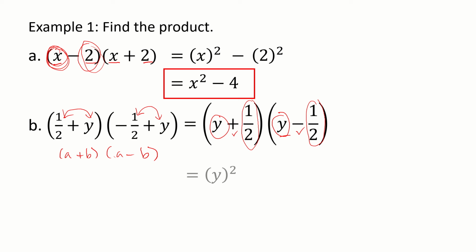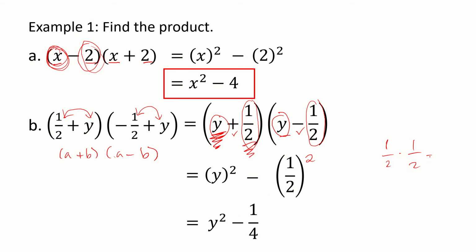So how do we do that? Get the square of the first term. Perhaps focus your attention on the first binomial only. And then always a minus. And then the square of our second term, 1 half. So there's a 2 in here, I just missed that out. So that would be y squared minus the square of 1 half, which is 1 half times 1 half. Numerator times numerator, denominator times denominator. So 1 over 4. So that's our final answer: y squared minus 1/4.